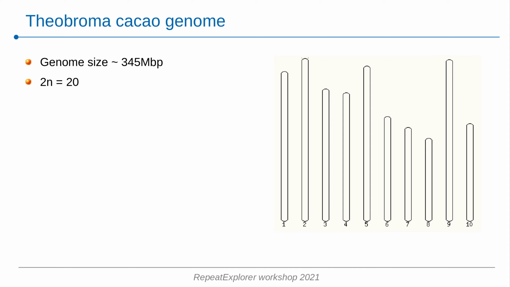In this demonstration we will use a genome assembly of cocoa tree. This genome is rather small, approximately 345 megabases long, and the annotation with DANTE should take no longer than a couple of hours.